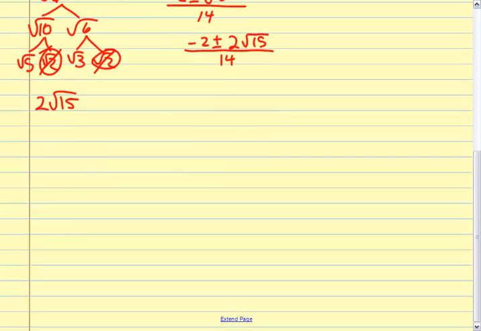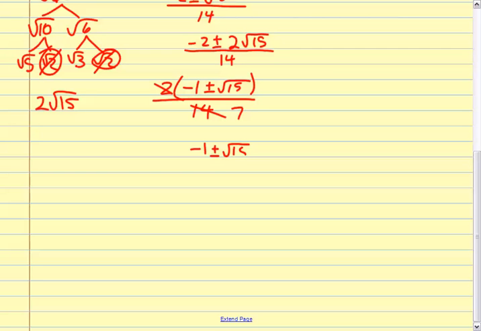And then you could pull out a 2. So 2 times negative 1 plus or minus root 15, all over 14. Cancel the 2s and it's the fraction over 7. So negative 1 plus or minus root 15 all over 7. Beautiful. Perfect. That's what x can be.